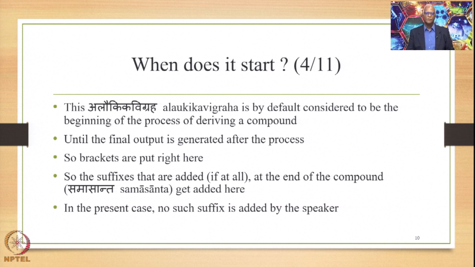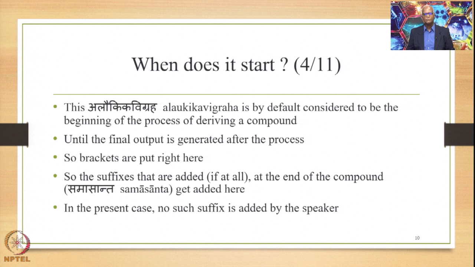This Alaukika Vigraha is by default considered to be the beginning of the process of deriving a compound. This is extremely important. I repeat, this Alaukika Vigraha is by default considered to be the beginning of the process of deriving a compound until the final output is generated after the entire process. And that is the reason why the brackets are put right here at the stage of Alaukika Vigraha. And therefore, the suffixes that are added, if at all, at the end of the compound, which are known as Samasanta suffixes, if at all they are to be added, they get added over here in the Alaukika Vigraha.